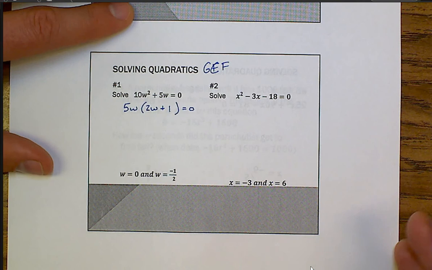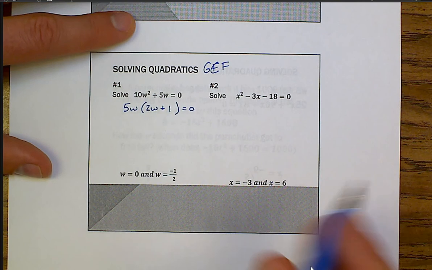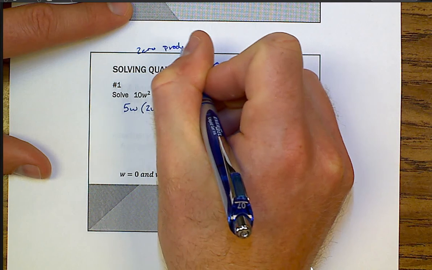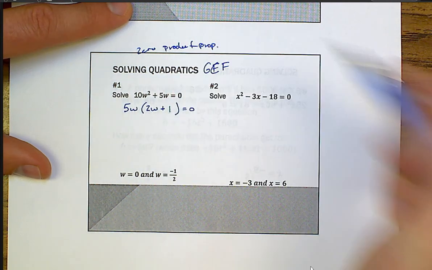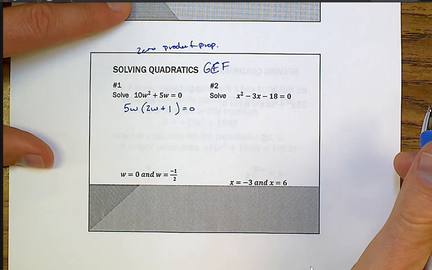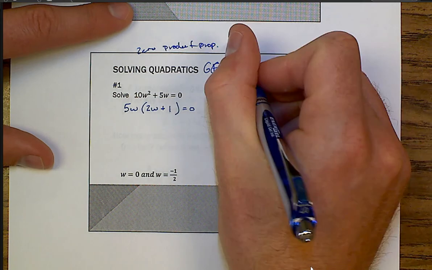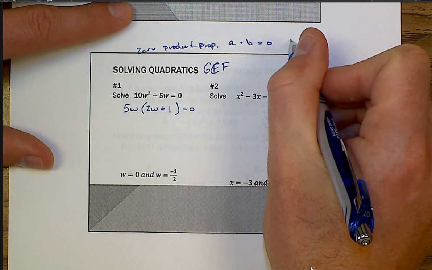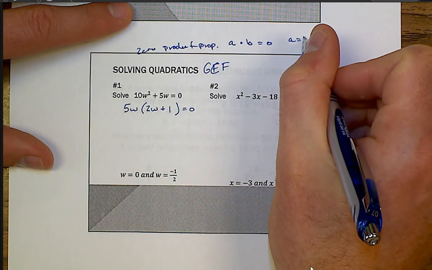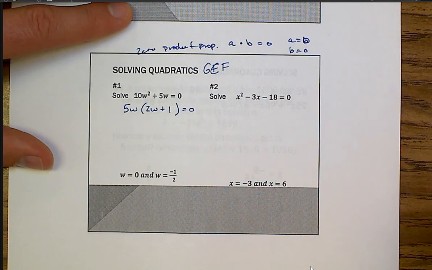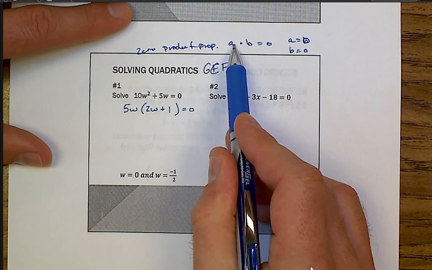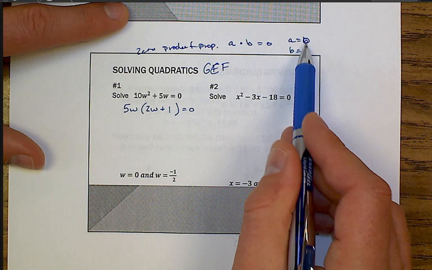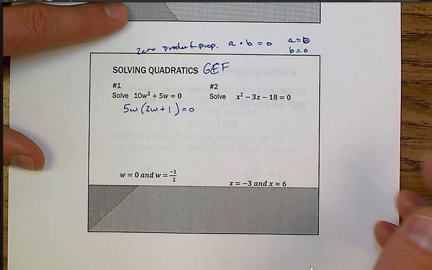Now, we're solving this. So there's something called the zero product property, and you learned this back in Algebra 1. But the zero product property basically says this: if you have A times B set equal to 0, that's the same thing as A equaling 0 and B equaling 0. In other words, if you have two separate terms multiplied together set equal to 0, you can separate them and set them each equal to 0. And that's what you're going to do here.